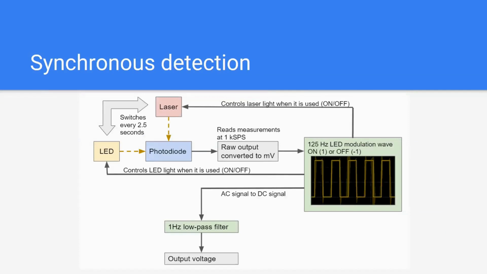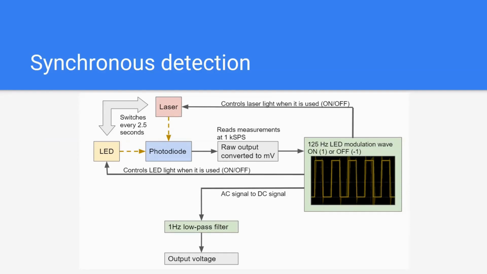So we use synchronous detection to minimize the effect of ambient light. We tested both LED and laser, and that switches every 2.5 seconds. And Arduino Uno controls LED and laser. It modulates at the frequency of 125 Hertz. And the photodiode output voltage is collected at the rate of 1 kilohertz. And that is multiplied with the square wave of 1 if the light source is turned on, and -1 if the light source is turned off. And that AC signal is converted to DC signal through a 1 Hertz low pass filter.